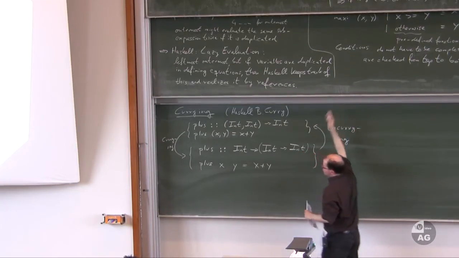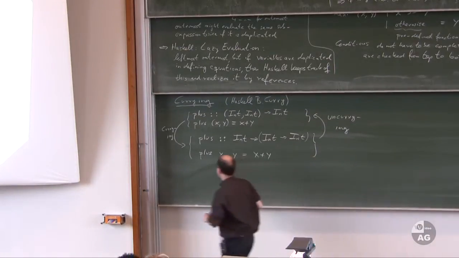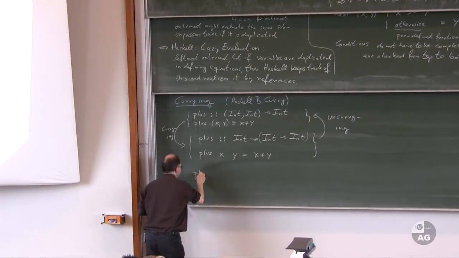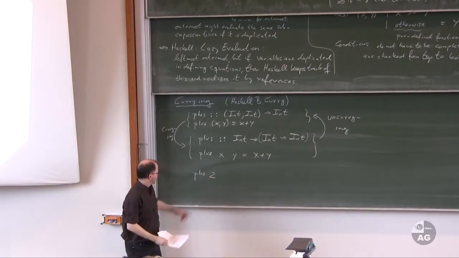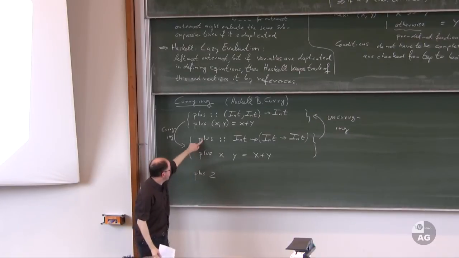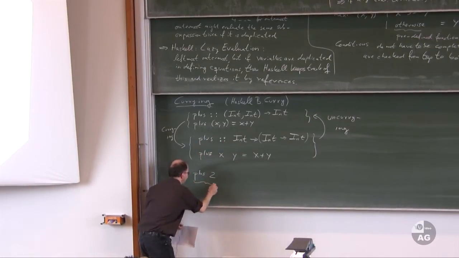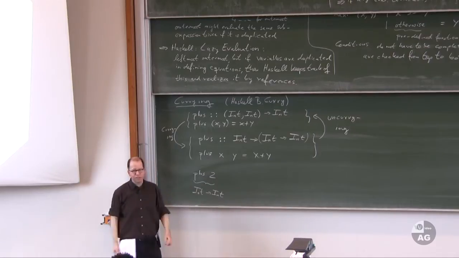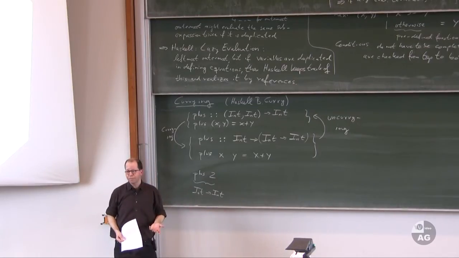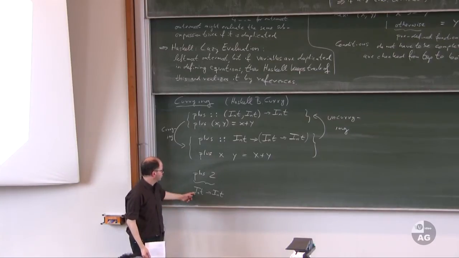So let's try to understand what this currying means. So now I can write something like this. I can write plus 2. Now plus 2, if I apply plus to an integer, then this is a function. So this thing has the type int to int. This is a function from integers to integers. And what does this function do? It waits for a number, and then it increases this number by 2.